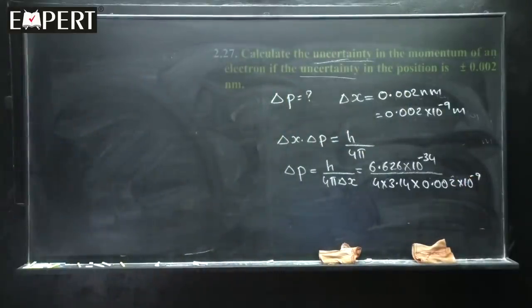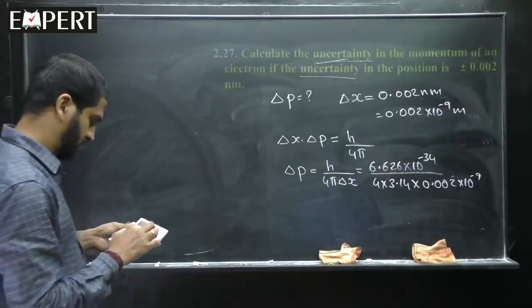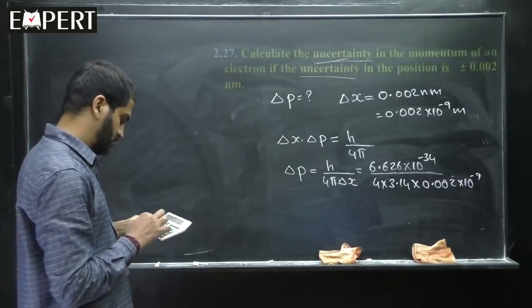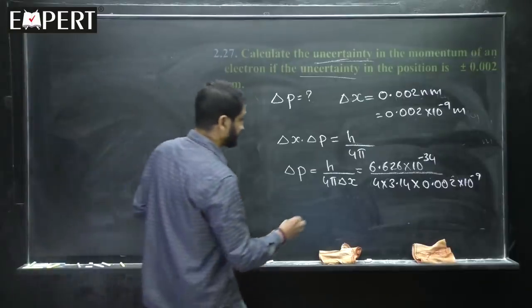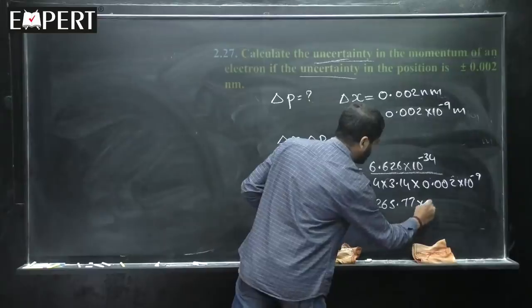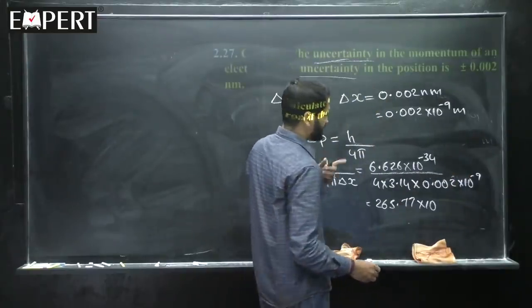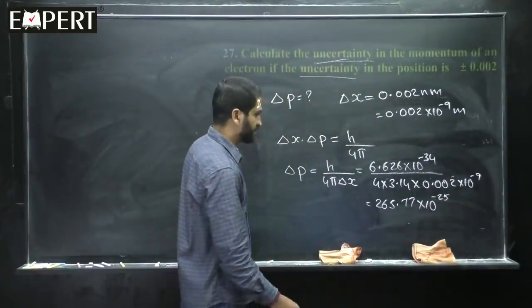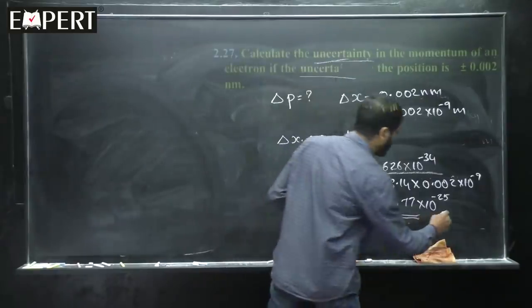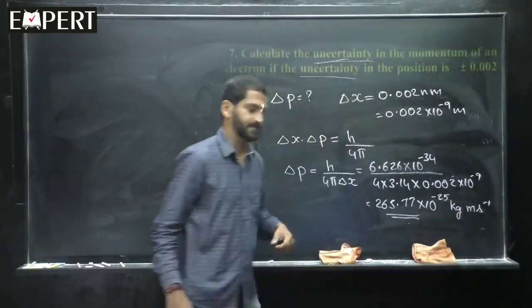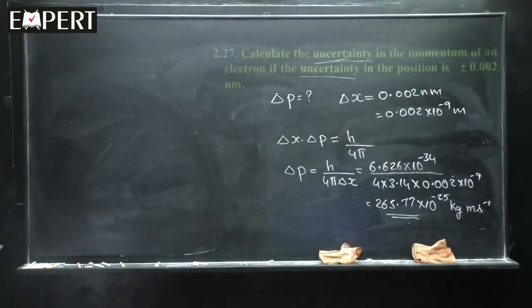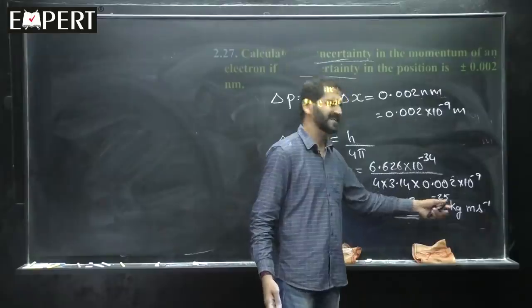So now we will calculate it. 6.626 divided by 4 divided by 3.14 divided by 0.002, that would give me 263.77. So we will make it as 263.77 into 10 to the power minus 7, it goes up, it becomes plus 9, it becomes minus 25, correct. This would be the uncertainty in momentum. What is the unit of momentum? Momentum is mass into velocity, so it is kg meter per second. Correct. You can write in your study material, they have given 2.63 into 10 to the power minus 23. That is also correct. No problem.